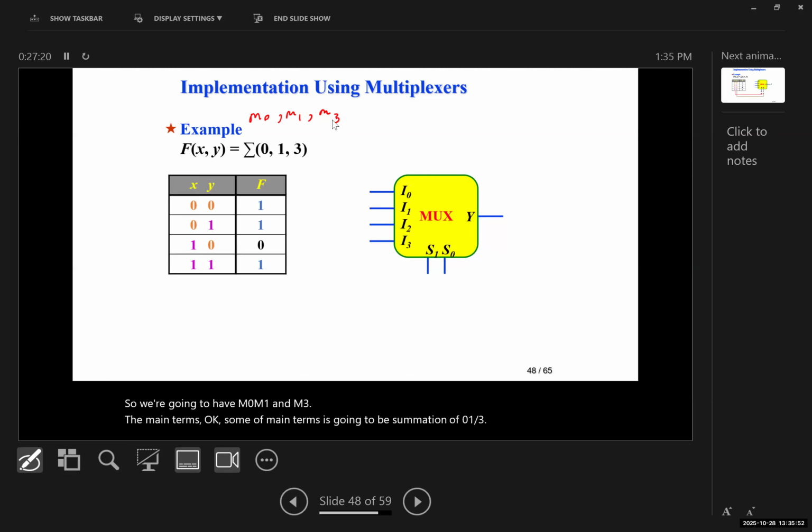So the first thing we're going to do is draw the truth table and write all the possibilities. We're going to have 2 inputs. Therefore, we're going to have 4 possibilities. And f is going to be our output, which is going to be, again, 1 at m0, m1, and m3. Now we're given a multiplexer, and we are asked to implement this function using the multiplexer.